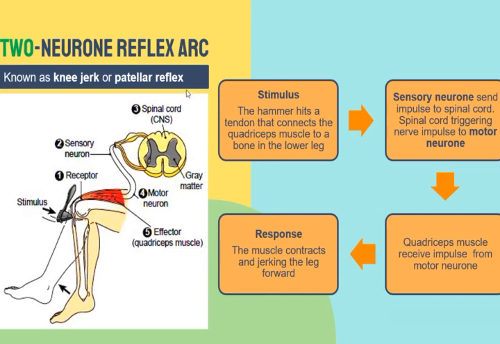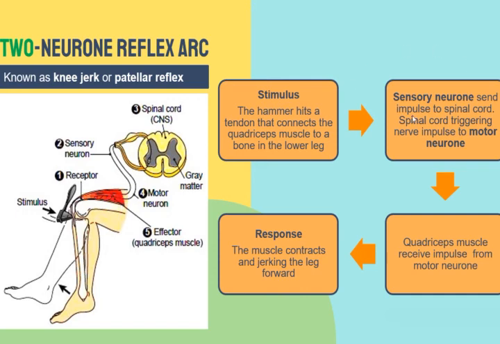Okay, so let's take a look at the pathway, starting from the stimulus here. The rubber hammer hits a tendon, the tendon that connects the quadricep muscle, which is our thigh muscle here, to a bone in the lower leg. So the stimulus here refers to the hammer hitting the tendon of the quadricep muscle.